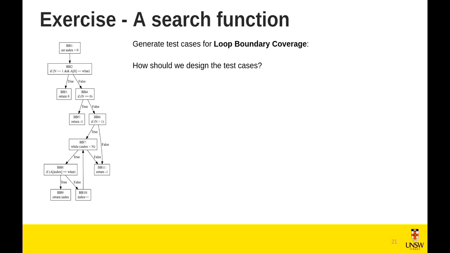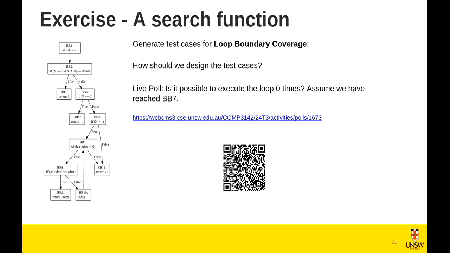Another update here is related to a question you have asked just now. Let's assume that we have reached BB7, because if we don't have this kind of restriction, we can actually exit here, here, or here, without exercising the loop. But let's assume that we need to reach BB7 in order to execute the loop 0 times, because we are talking about executing the loop, which means that at least we are reaching this point. So let's have this assumption here.